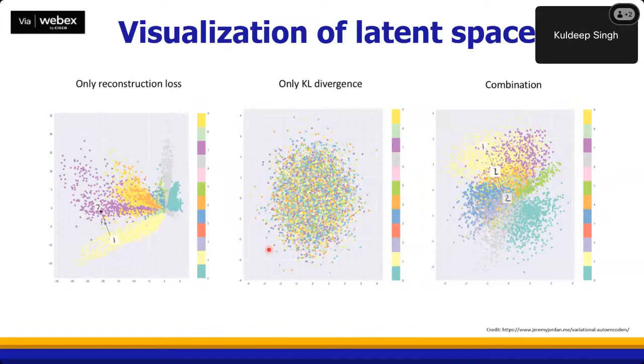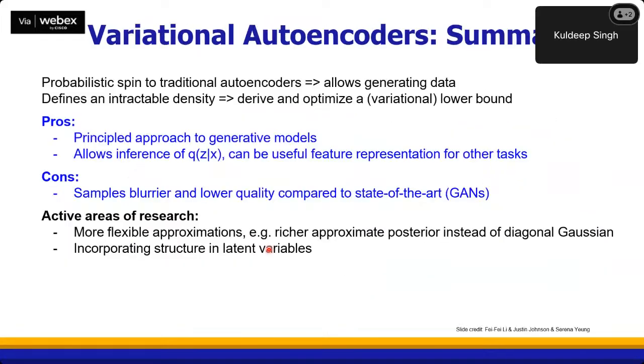In the actual output. So now it's time to summarize. Variational autoencoder is basically the probabilistic spin to your traditional autoencoder. It allows us generating data in contrast to autoencoders. It defines the intractable density. And what are the pros? We have a principled approach for generative models, allows inference of this distribution q(z|x), which can be also useful as a feature representation for any other tasks.